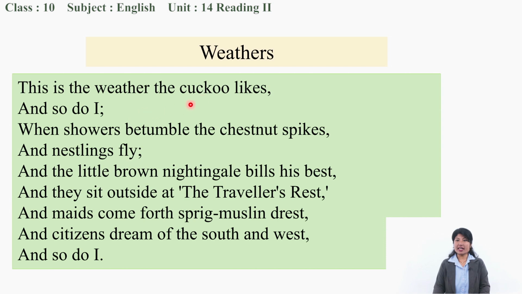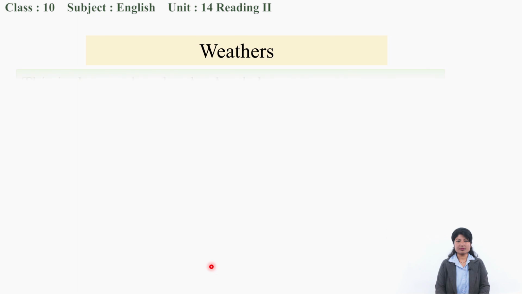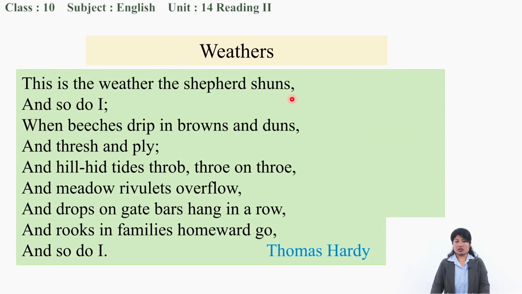This is the weather the cuckoo likes, and so do I, when showers betumble the chestnut spikes, and nestlings fly, and the little brown nightingale builds his nest, and they sit outside at traveller's rest, and maids come forth sprig muslin dressed, and citizens dream of south and west, and so do I. This is the weather the shepherd shuns, and so do I, when beeches drip in brown and duns, and thresh and ply, and hill-hid tides throb throw on throw, and meadow rivulets overflow, and drops on gate bars hang in a row, and rooks in families homeward go, and so do I, by Thomas Hardy.